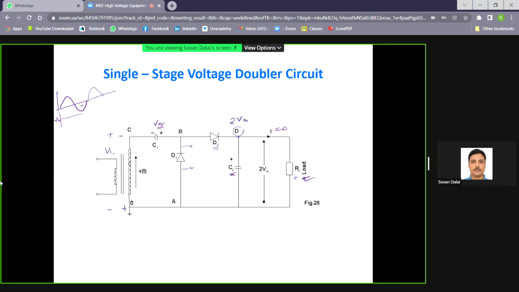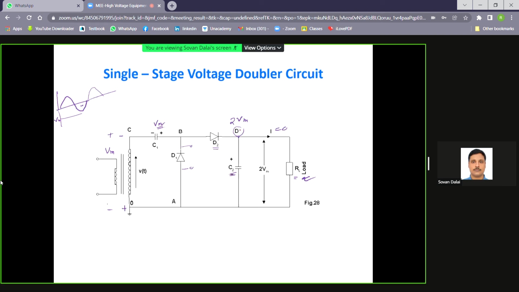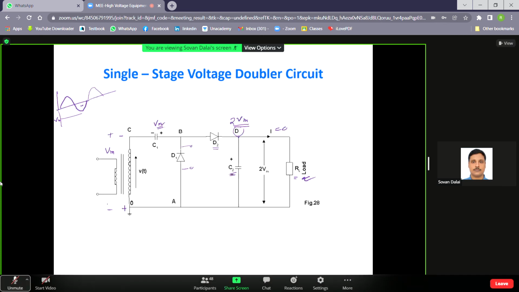Now this is Vm minus plus, and this is minus plus. So altogether, when diode D2 conducts, capacitor C2 will charge to the maximum potential 2Vm. Is it clear to all of you? Check once, and if there is any confusion, tell me.